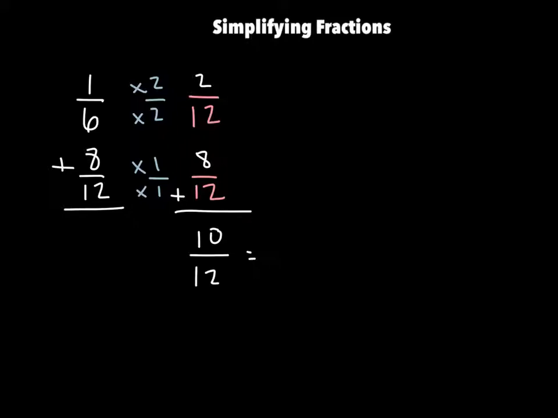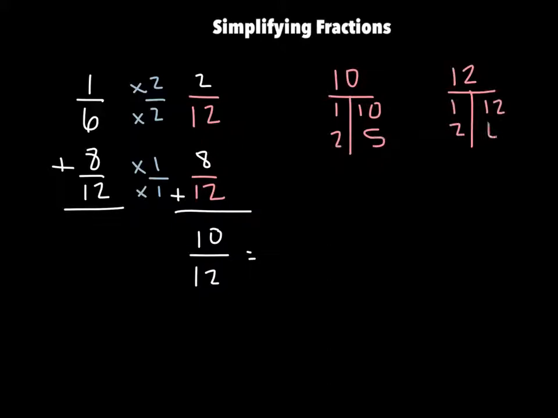So I'm going to show you two ways to do this. The first way is to find the greatest common factor between these two numbers. And I'm a big T-chart fan when it comes to this. So let me find all the factors for 10 and 12. So I have 1 times 10 and 2 times 5. And for 12, I have 1 times 12, 2 times 6, and I also have 3 times 4.